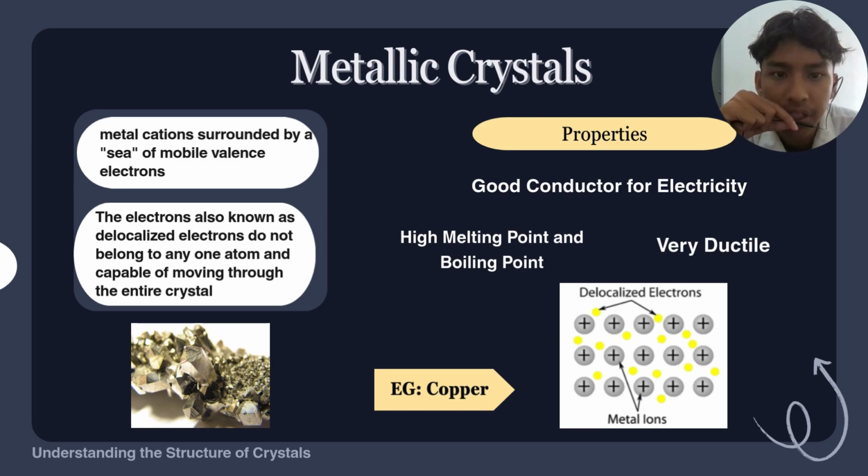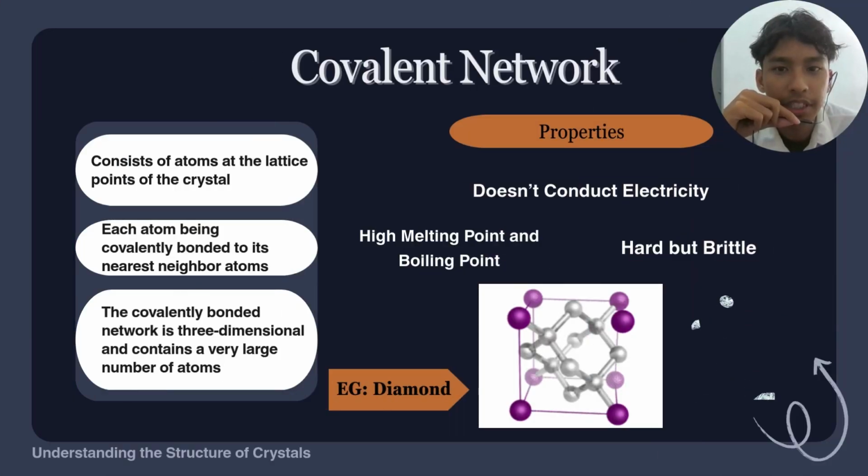The example for metallic crystal is copper. So you can see the example of the copper, the metal ions and the delocalized electrons exist together.